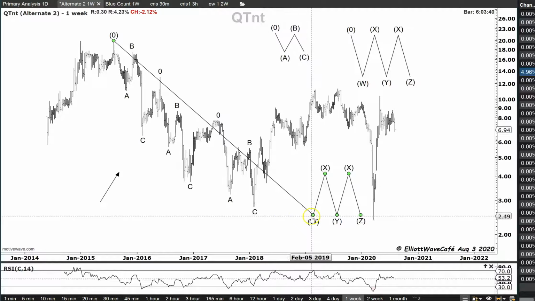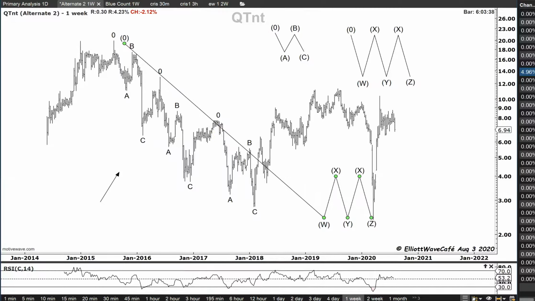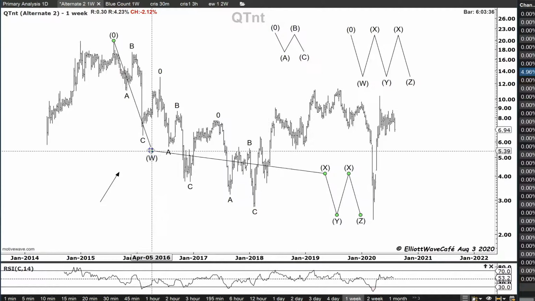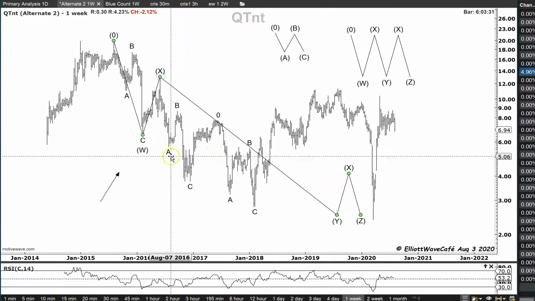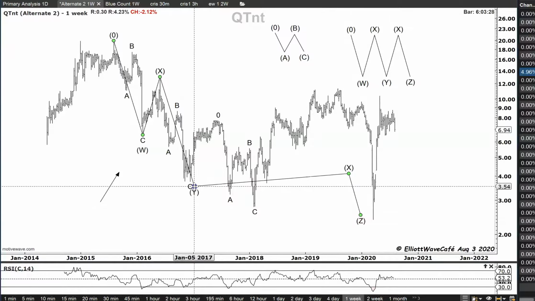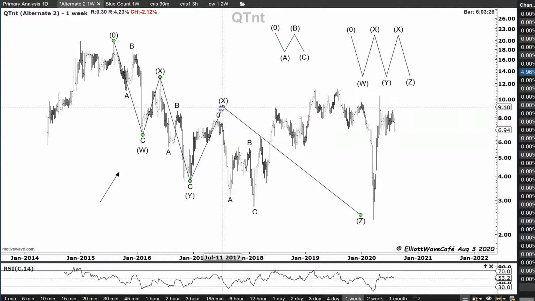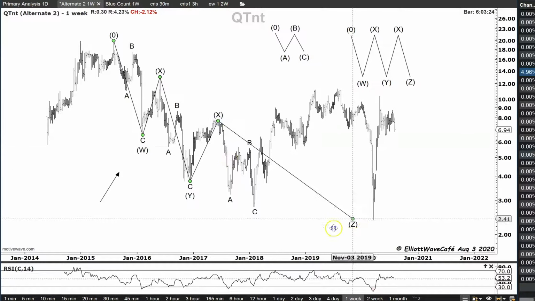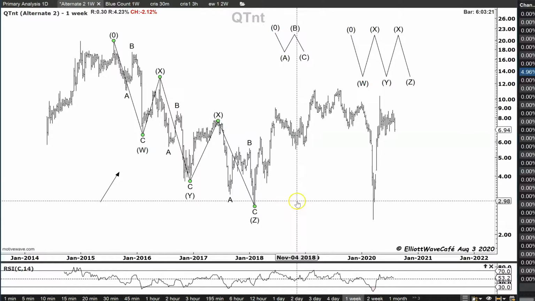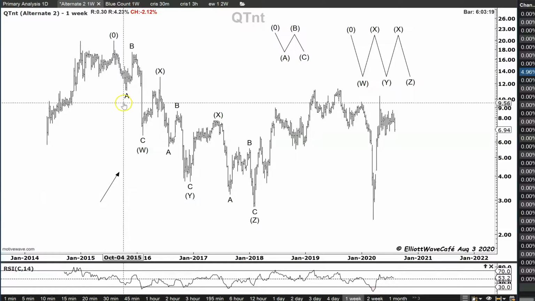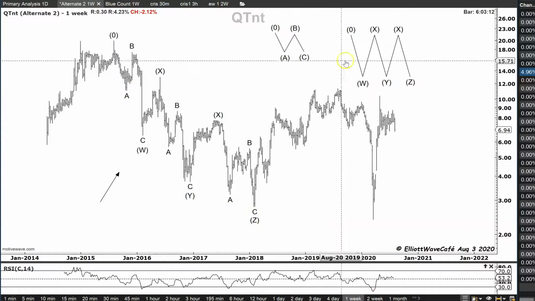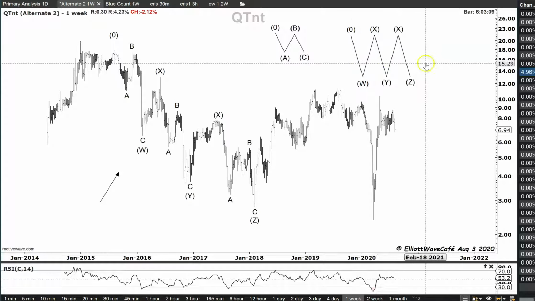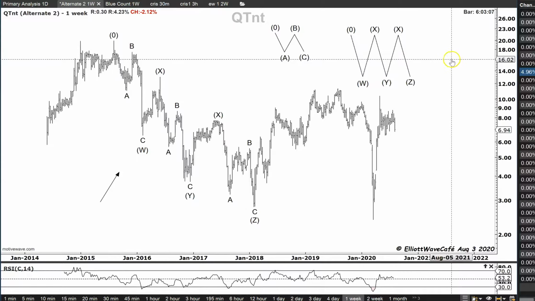So the first zigzag is a W. Let me just go back there. So the first zigzag is a W, ABC. Then this has got to be an X wave. That's the connector. Then you have another ABC down. So that's going to be your Y wave. Then I have another connector here in a wave X. And then I have another ABC in a wave Z. So this is your basic downtrending triple zigzag. Remember, this triple zigzag can also move sideways, more in time than in price.